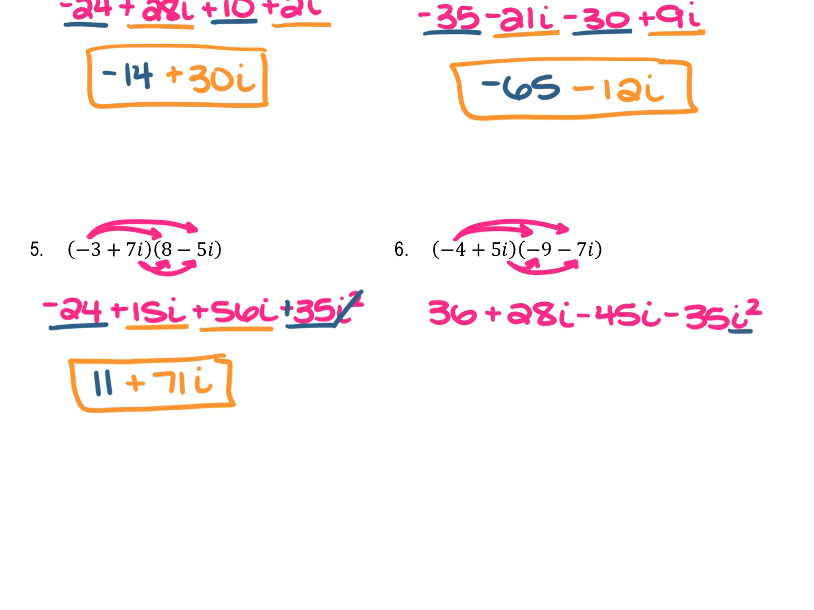Once again, that i squared turns into negative 1, so it turns that negative 35 into a positive 35. You're going to add your 36 and 35, which gives you 71. Then you have your 28i minus 45i, which is going to leave you with negative 17i.